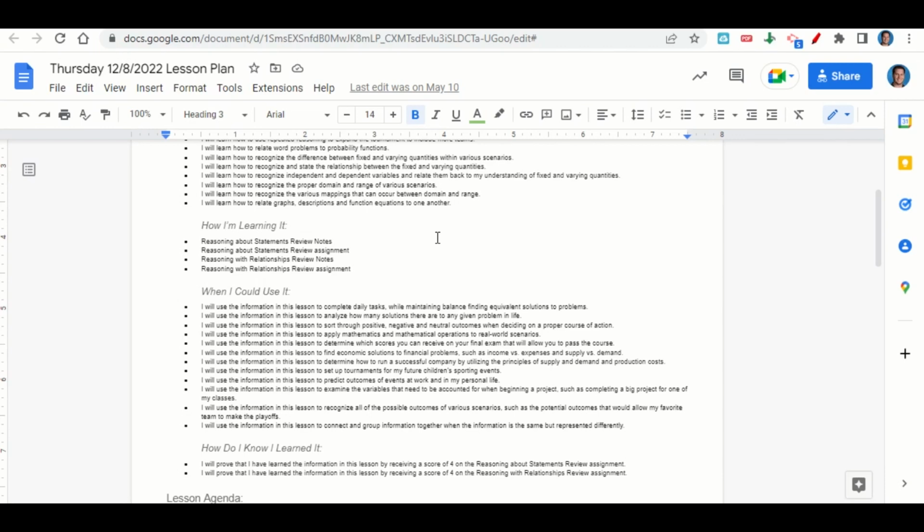to recognize all the possible outcomes of various scenarios, such as the potential outcomes that would allow your favorite team to make the playoffs, and to connect and group information together when the information is the same but represented differently. How do you know you learned it? By getting a score of 4 on the reasoning about statements review assignment and a 4 on the reasoning with relationships review assignment.